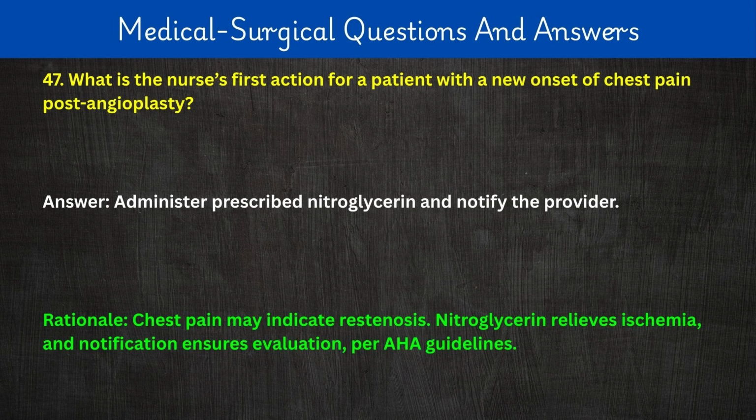47. What is the nurse's first action for a patient with a new onset of chest pain post-angioplasty? Answer: administer prescribed nitroglycerin and notify the provider. Rationale: chest pain may indicate restenosis. Nitroglycerin relieves ischemia and notification ensures evaluation, per AHA guidelines.